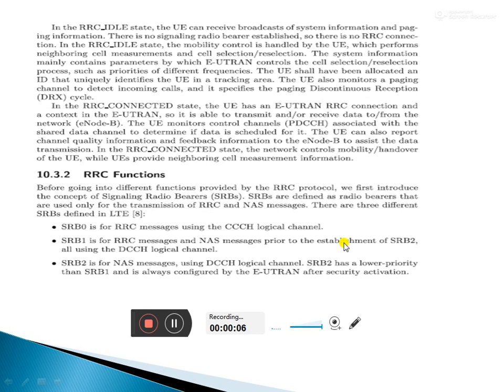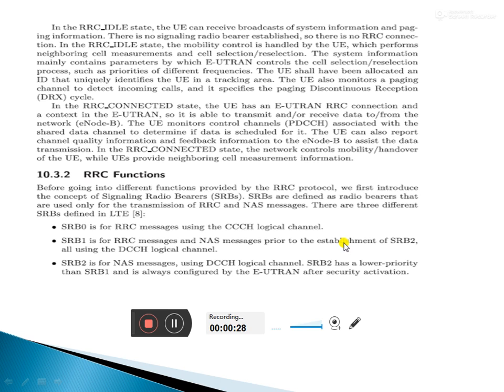Last class we discussed an overview of the RRC and how the RRC works. Today we are discussing RRC functions. So before going to the RRC functions, what types of functions are there, and how do they work?